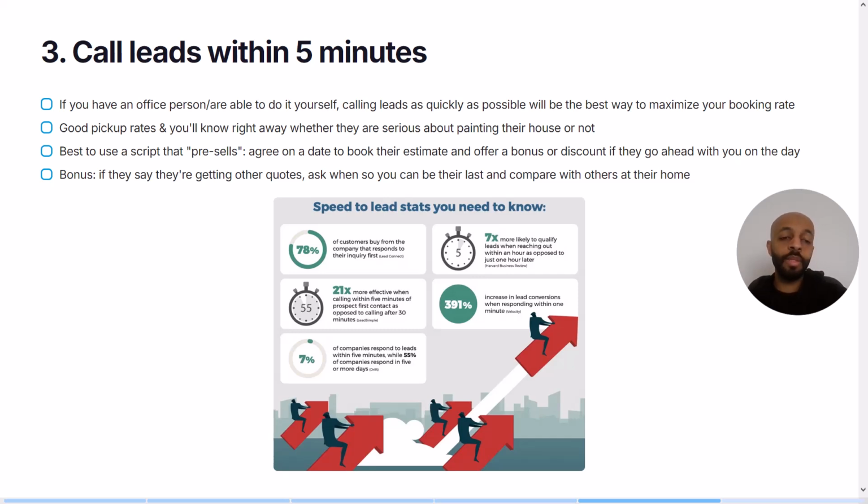And with calling, it's best to use a script that pre-sells. You want to agree on a date to book their estimate and offer them some kind of bonus or discount. It's probably best to standardize this, so maybe like an extra 5% discount on top of whatever you're already offering, if you're offering something. Or maybe like a paint upgrade, whatever it is. Like I said, something you can just standardize as part of your sales process.